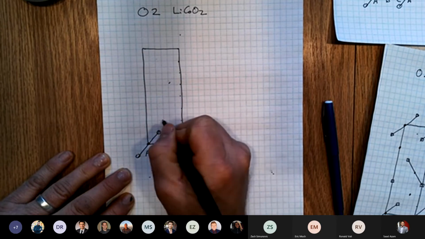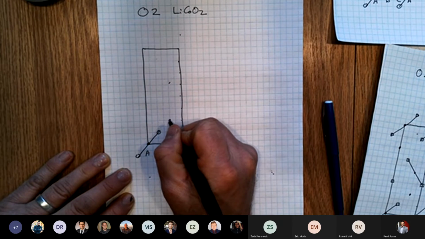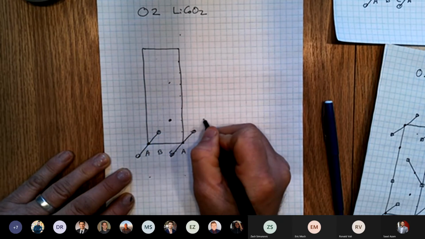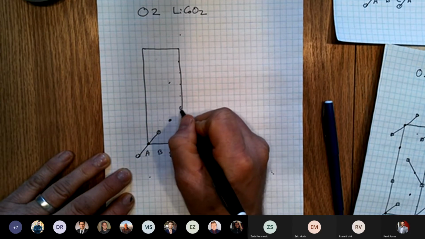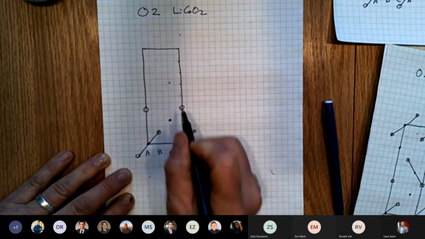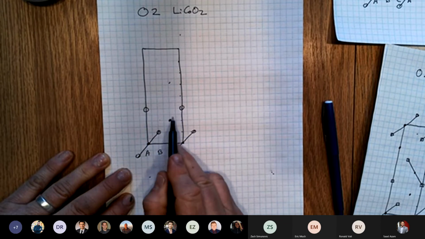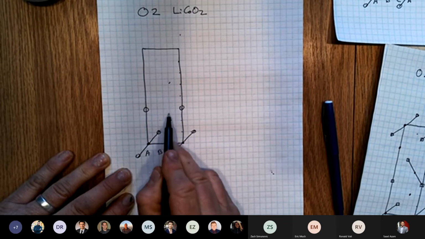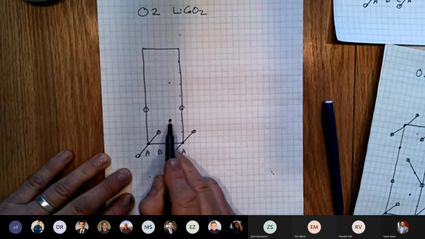The lithium is in this layer, and it turns out to be on a C site. So that's where the lithium is. And then the oxygens go like this. They're on A. So this is an octahedral site for lithium because there's no oxygen above or below. If the oxygen was either above or below, it would be a tetrahedral site.